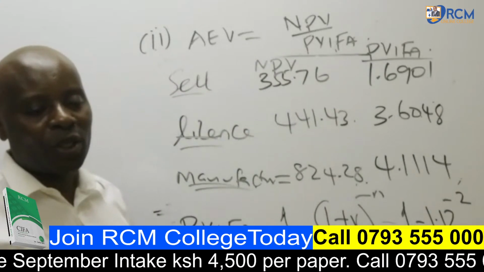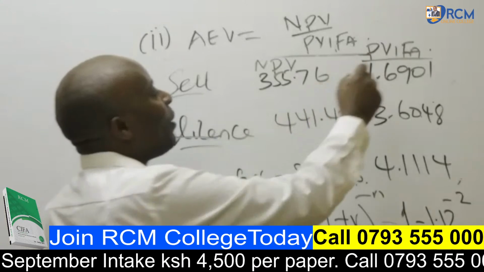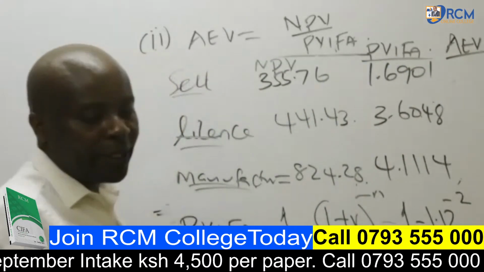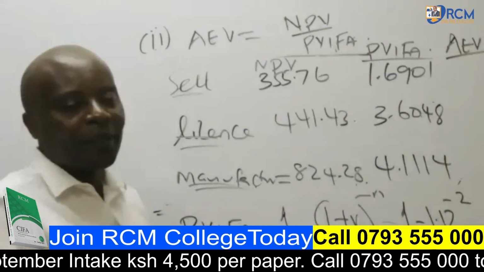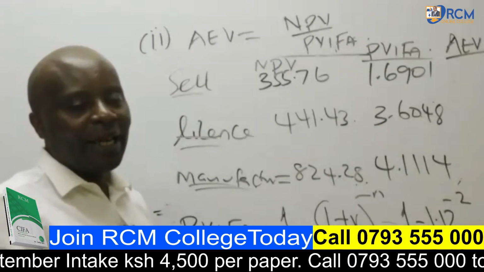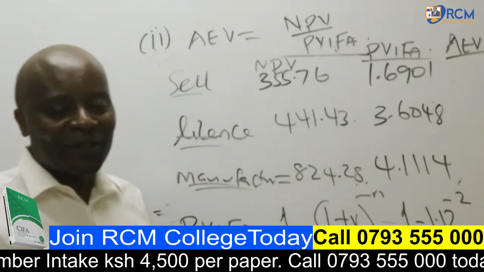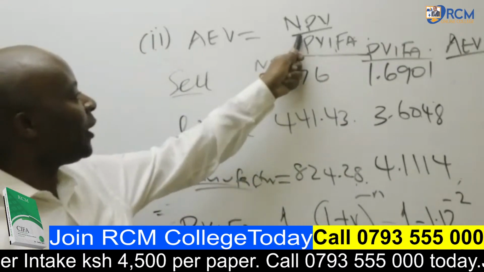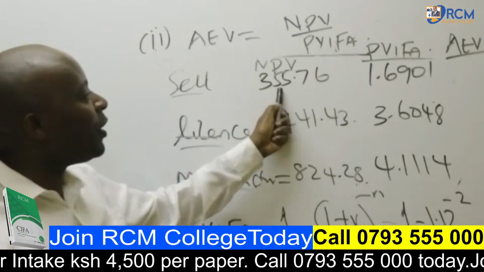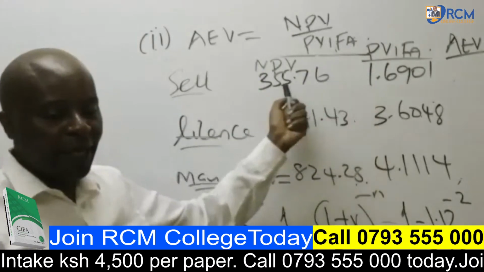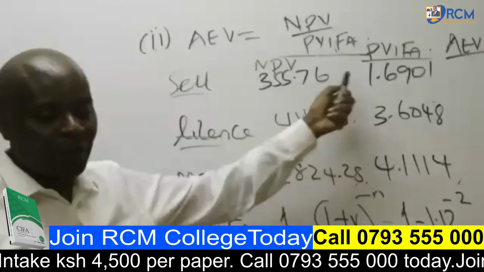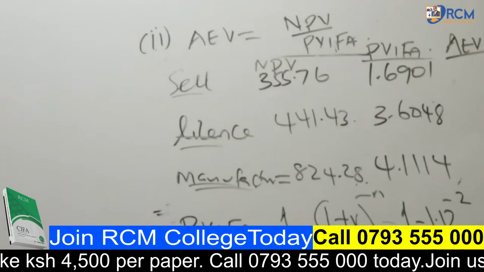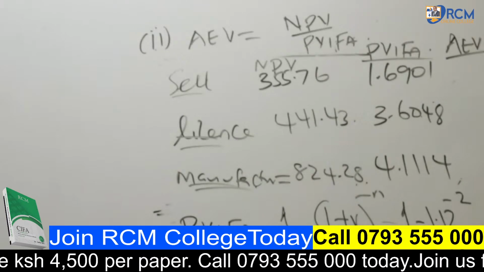Thank you very much. So please come and create the last column where you give us AEV. So AEV, you look at this formula. We are taking the net present value that we have here divided by PVFA. Net present value divided by PVFA.